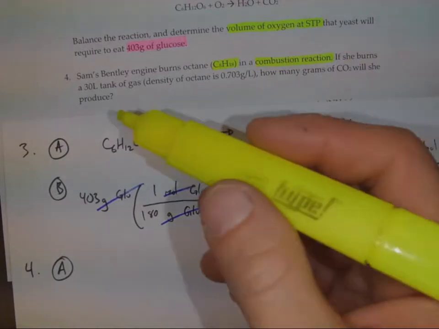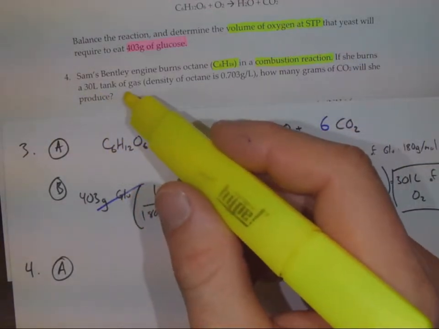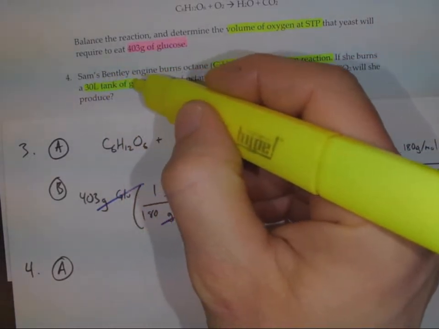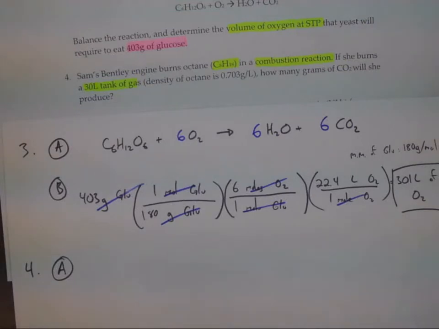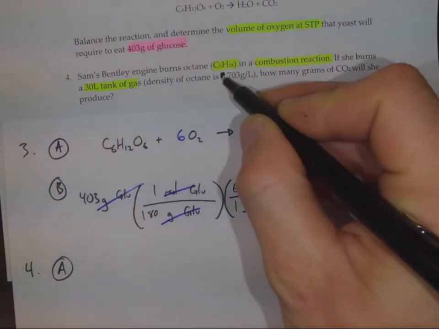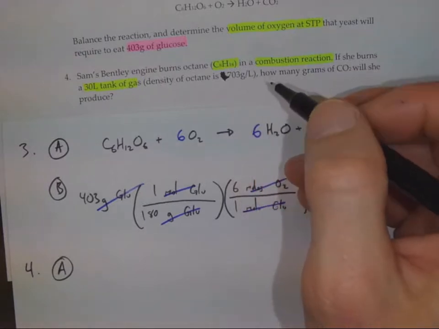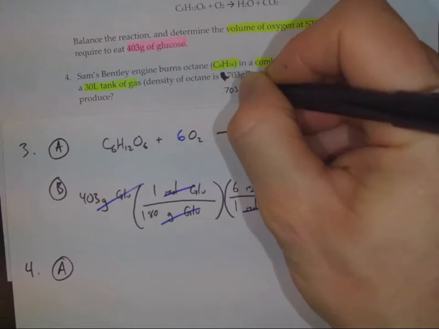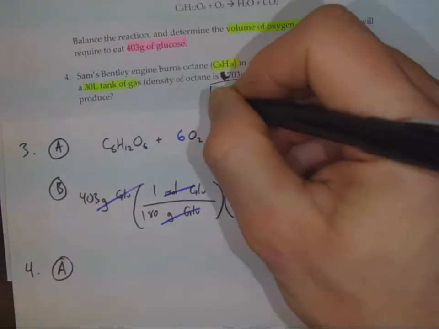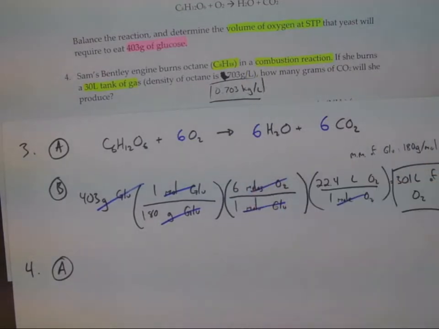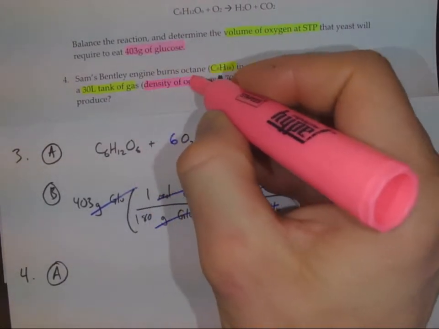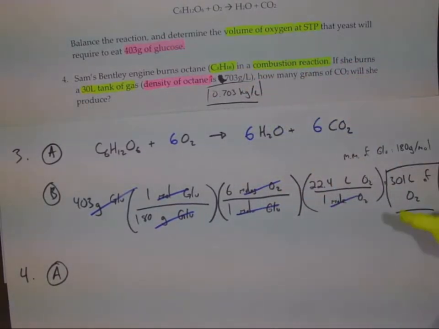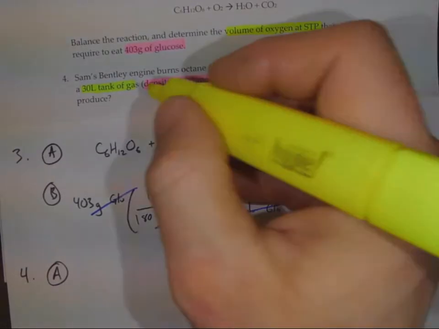Okay. She burns 30 liters of a tank of gas. 30 liters of octane, I suppose. And the density of octane is 703 grams per liter, or 0.703 kilograms per liter. And that's probably important, so we should probably highlight that. Density of octane. And how many grams of CO2 will she produce? How many grams of CO2 will she produce?